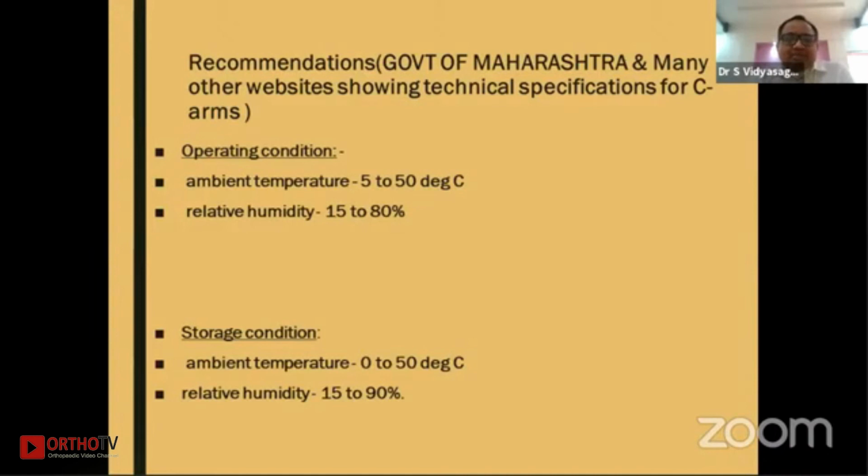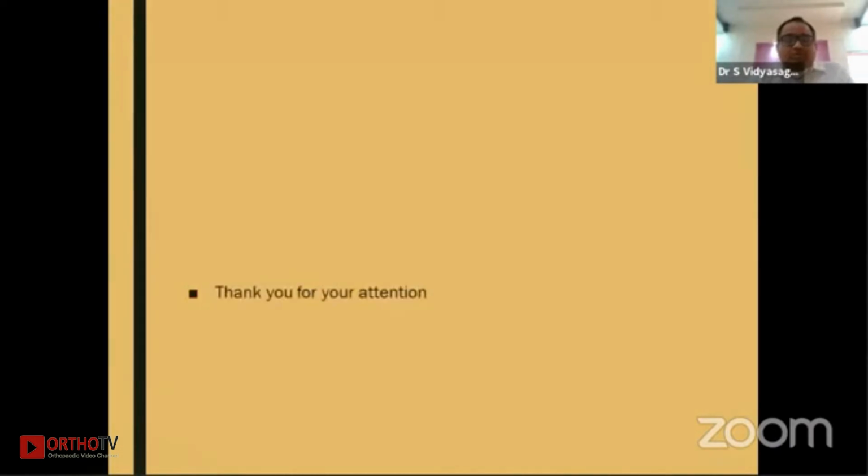So these are the ambient temperature and the relative humidity you have to have when you're operating: 5 to 50 degrees while operating and a relative humidity of around 80%. Whereas the storage condition has to be around 0 to 50 degrees centigrade with a relative humidity of 50 to 90%. So thank you for your attention.